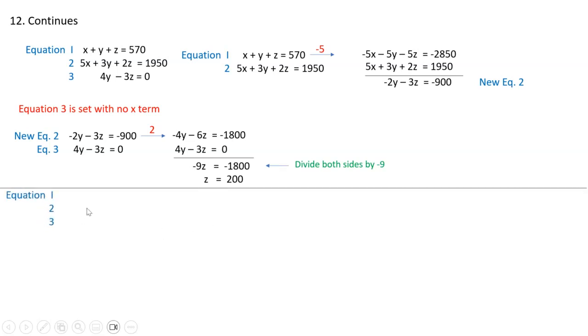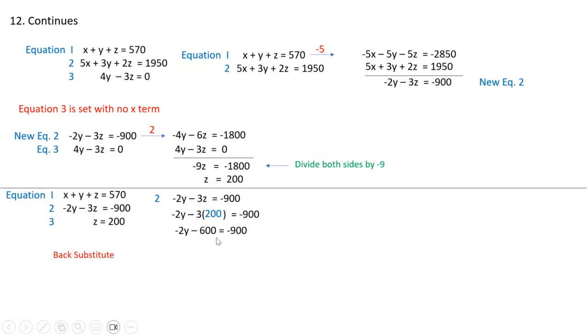Now I go back to either equations, right? So this is my format here. But you can go back to the new equation 3 or the new equation 2 to solve for y. But I just did it this way. I'm going to go back to equation 2 and back substitute. I know that z is 200, so I'm going to plug in the 200 for z. So -2y minus 600 equals -900. I'm going to add 600 to both sides. So I got -2y equals -300. Divide both sides by -2. And the result will be 150.